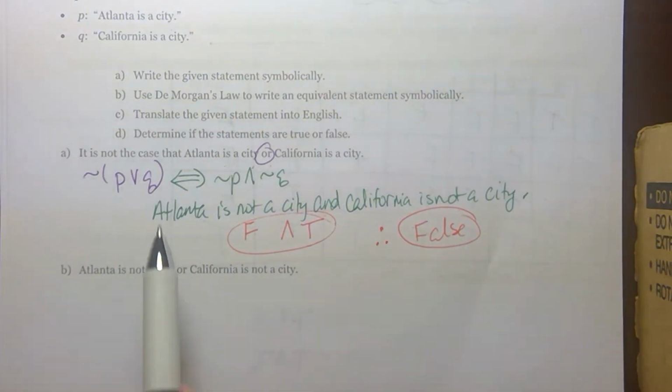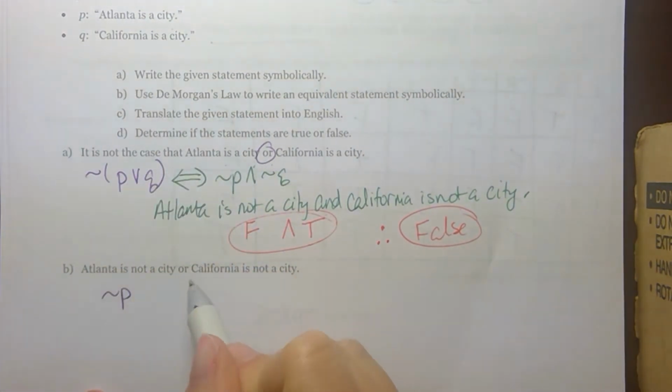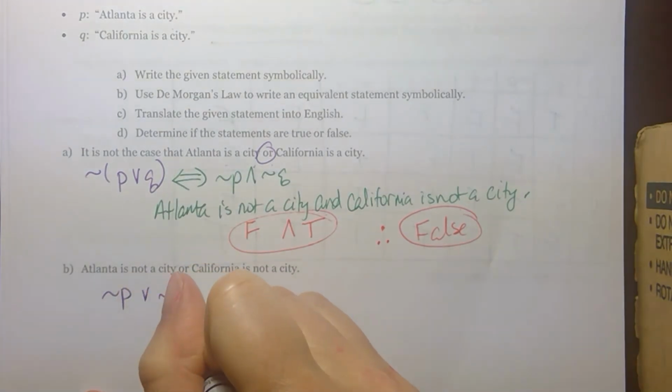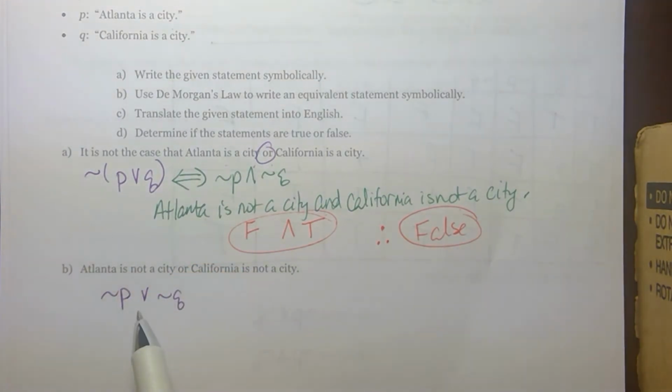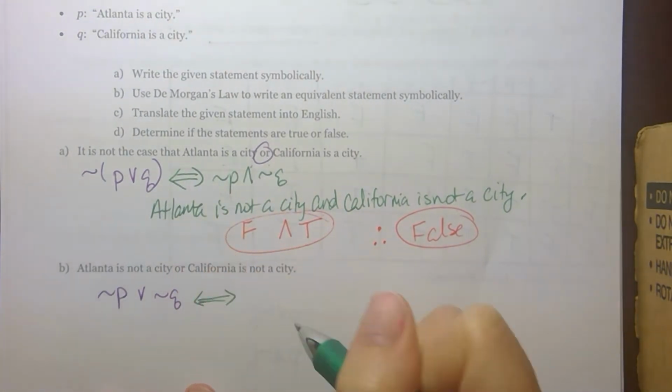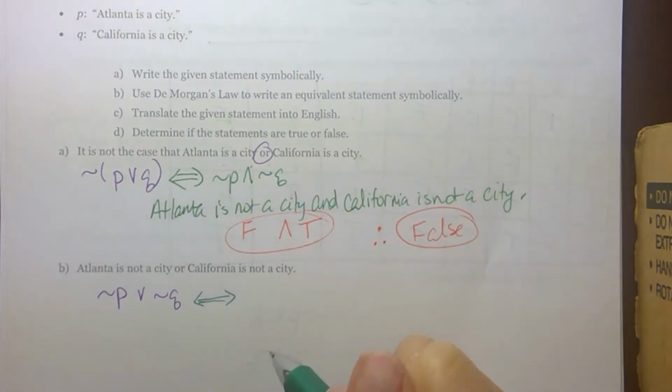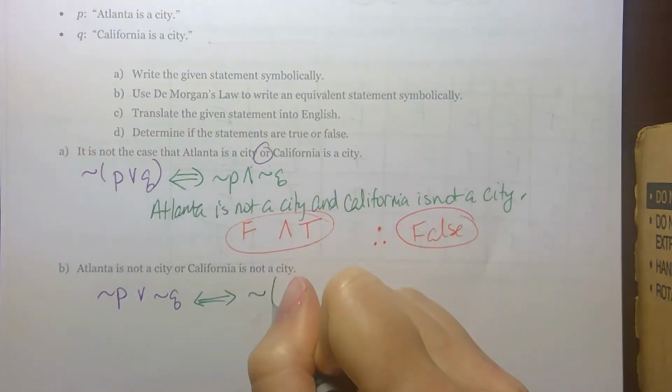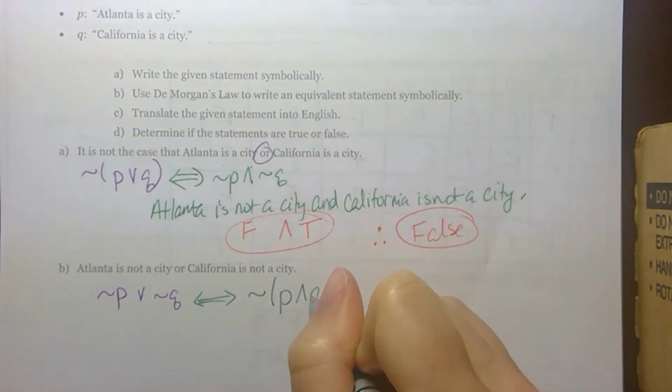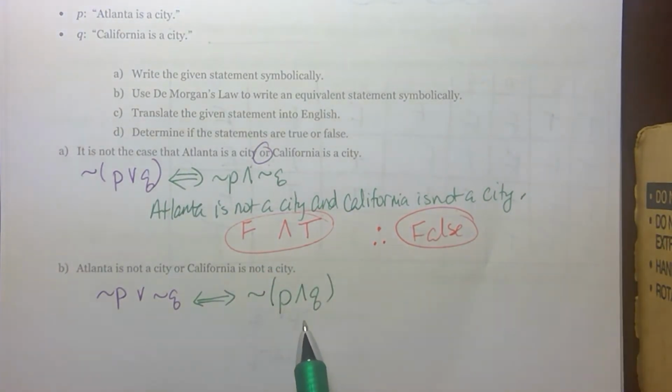We've got "Atlanta is not a city," so that's not P, or not Q. California is not a city. We've got an or here. And then we go to De Morgan's law and say, okay, well, that is logically equivalent to the negation of P and Q, where that flips.